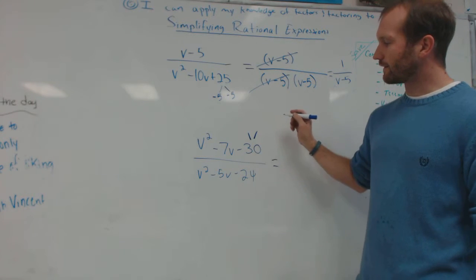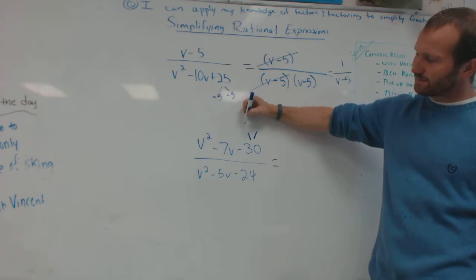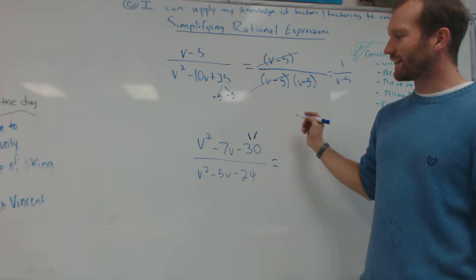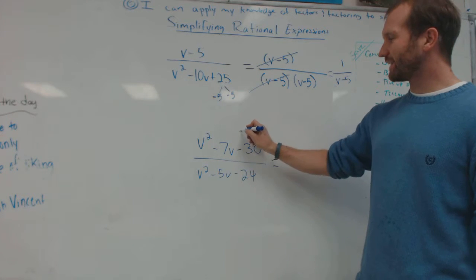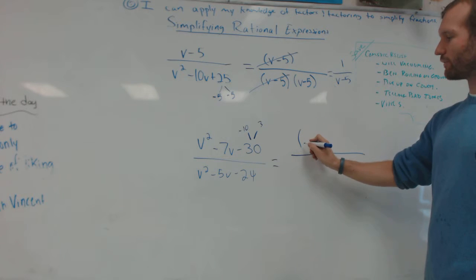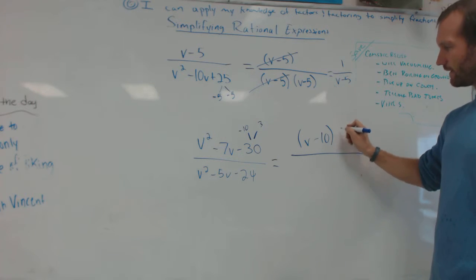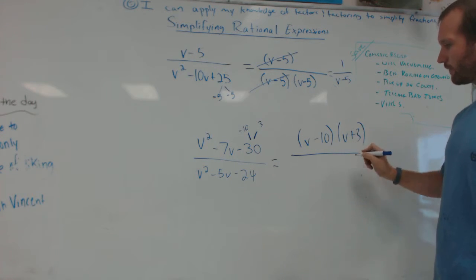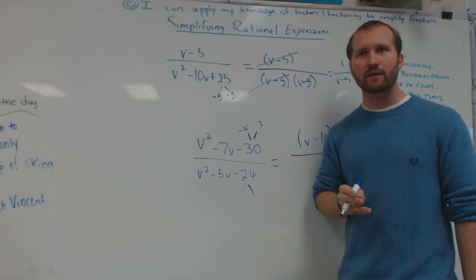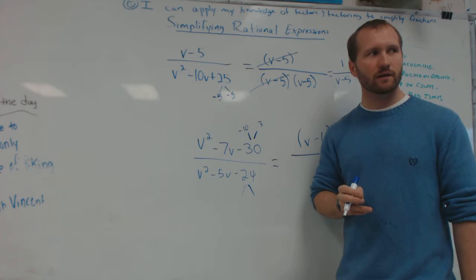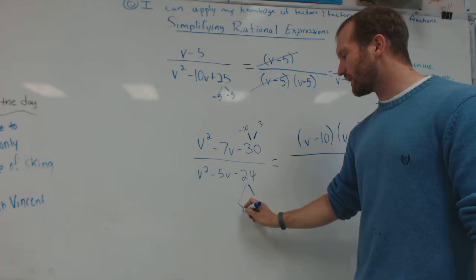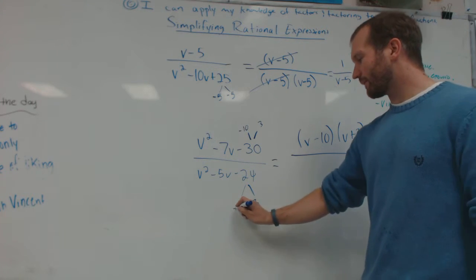6 and 15, and 3 and 10. Negative 10 and 3. Negative 10 and positive 3. Okay, so in my numerator I have V minus 10 and V plus 3. In my denominator, I need factors of negative 24 that add up to negative 5. 6 and 2, 12, no, 8 and 3, but one of them has to be negative. 3, negative 8.